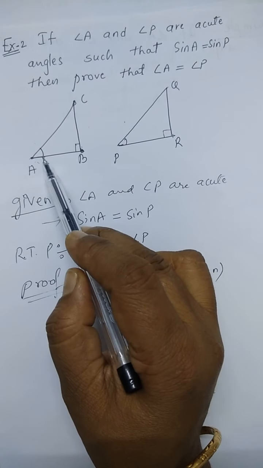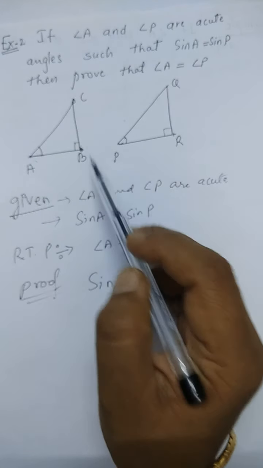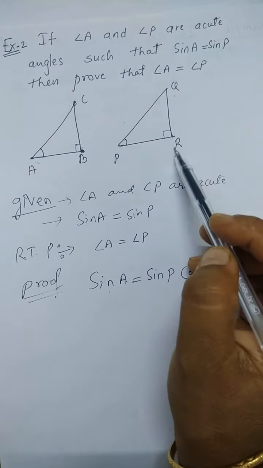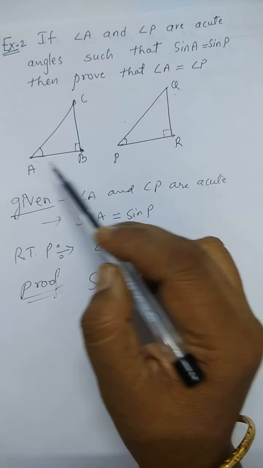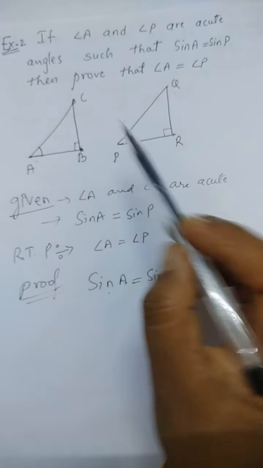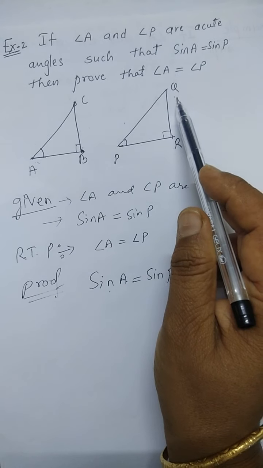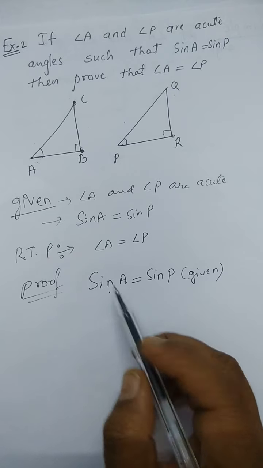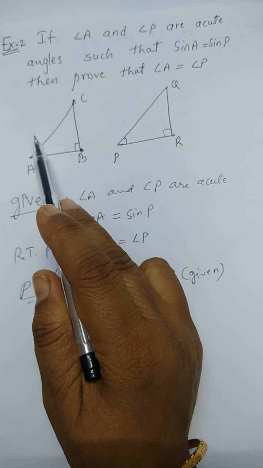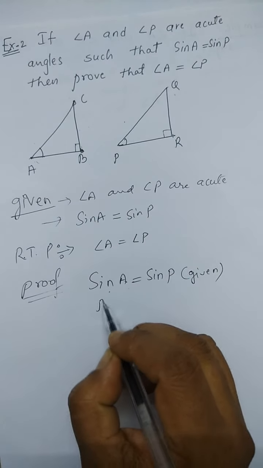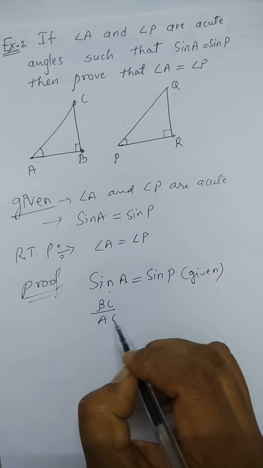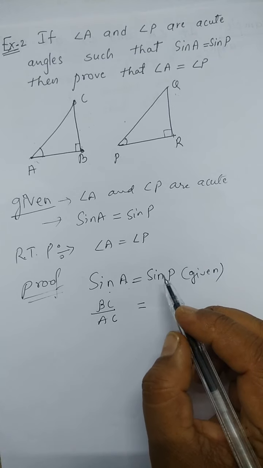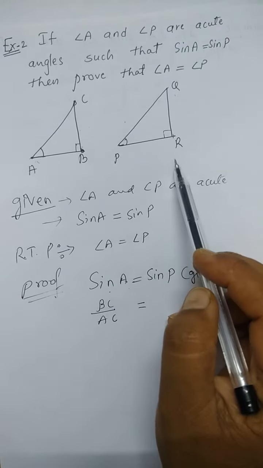So here, the opposite side of angle A is CB. The opposite side of angle P is QR. And the hypotenuse in this triangle is AC and in this triangle is PQ. Right? So let us put the value of sine A. Sine A is opposite upon hypotenuse. Opposite is BC upon hypotenuse AC. And the sine P value will be QR upon PQ.